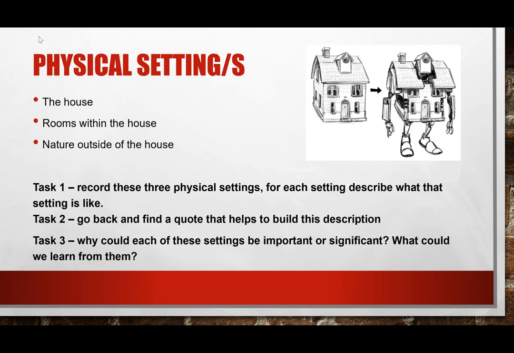And lastly, task 3, when you've done that, why could each of these settings be important or significant? What could we learn from them? So what could they offer us? So I've said before, focus on events that happen within the setting. What does it help us think about? Why have they got that setting? Why is it important that it happens in that room? Why is it important that it happens in that house? What does that help us think about? That sort of thing. So give that a go.